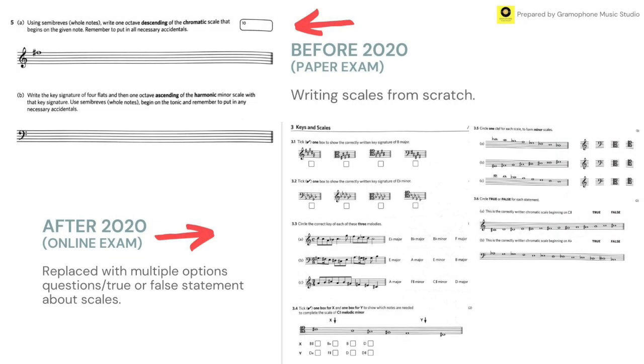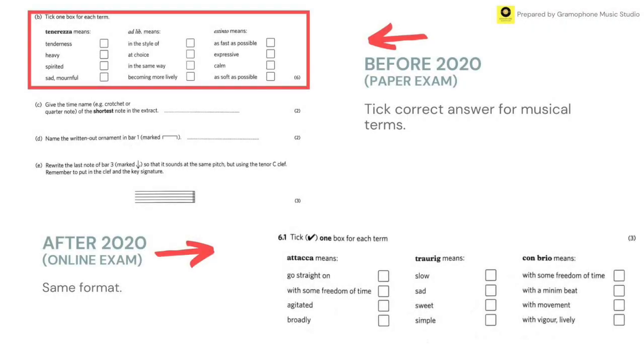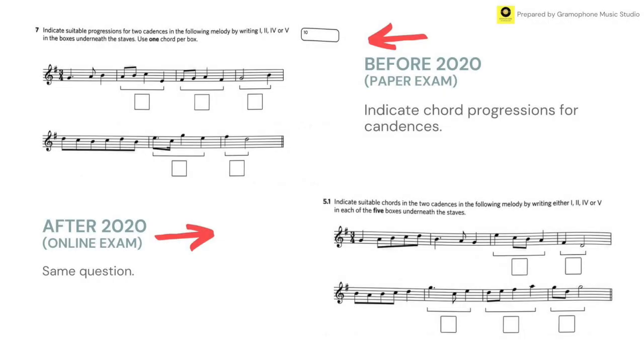And the next question will be writing the scales from scratch. And in the online exam, it is replaced with multiple choice questions or true or false statements about scales. In the paper-based exam, the candidate should pick the correct answer for musical terms. This is in the same format as the online exam. And lastly, it is to indicate the chord progressions for cadences. In the online exam, this is the exact same question.